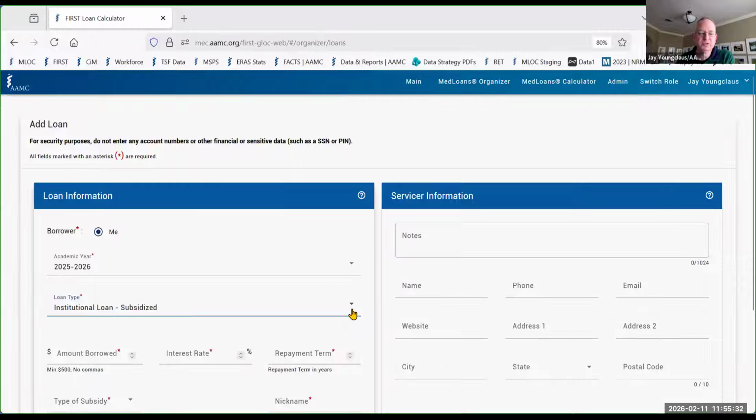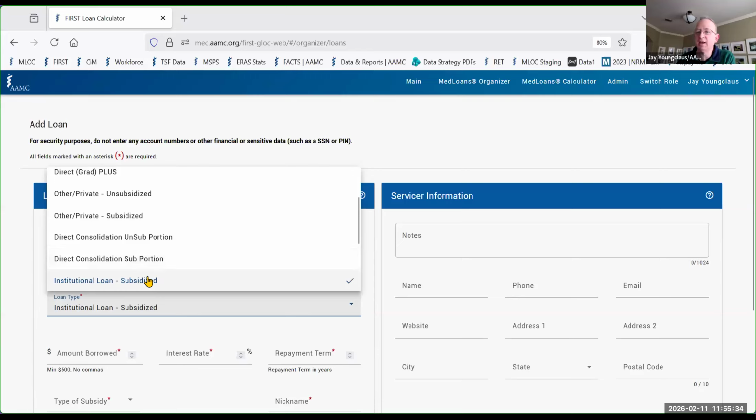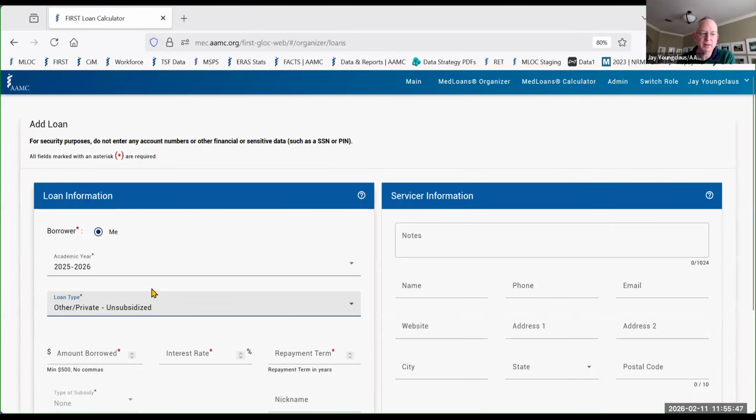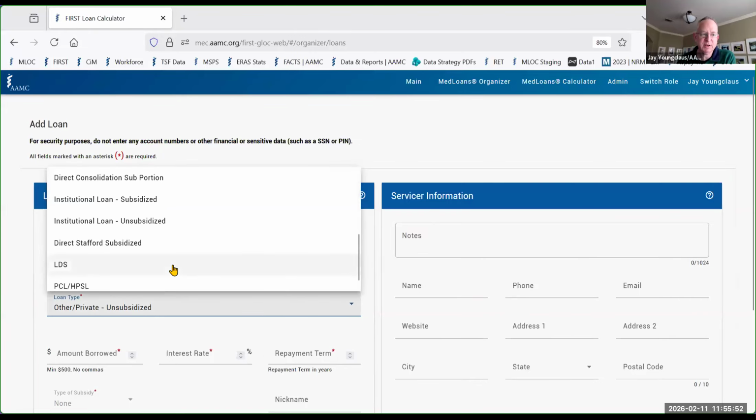I want to, before I proceed further, highlight that not everybody is at an institution that has institutional loans. And so maybe you have a different type of loan. We just have a generic kind of category here, other/private loan, that's more closely going to model if you have, say, a private student loan. And then a couple of the other options here.